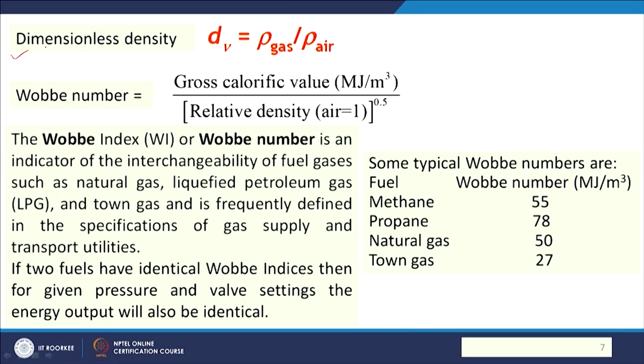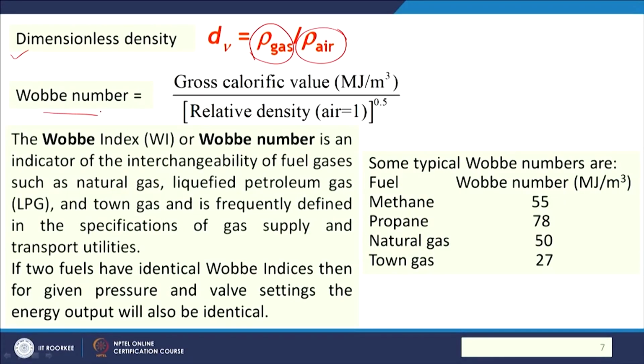On density, we know it is mass by volume, and then dimensionless density is equal to the density of gas by the density of air at the same conditions. So, that will be the relative density, and then the OB number is defined as the gross calorific value, that is the high calorific value in megajoule per meter cube unit, divided by relative density to the power 0.5. So, this is the OB number definition.